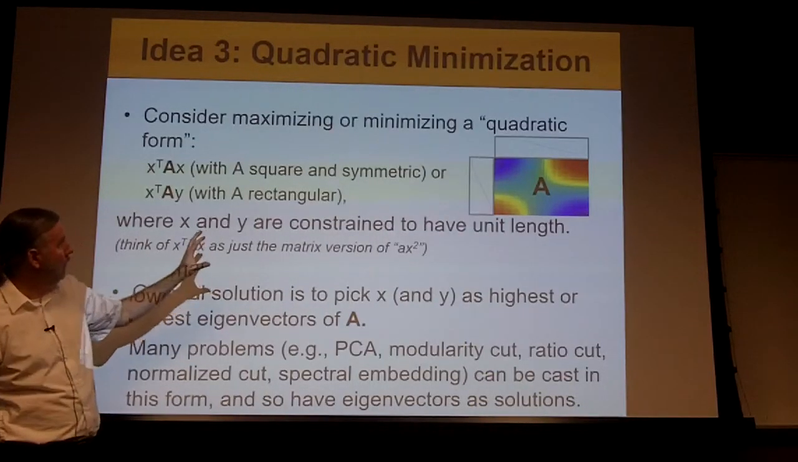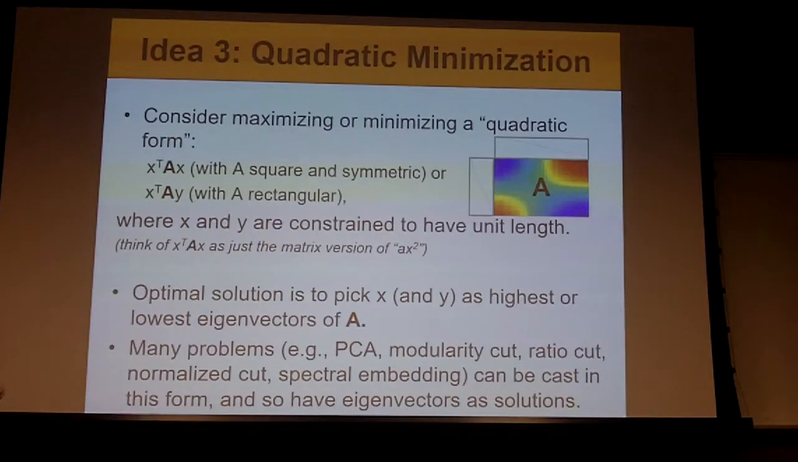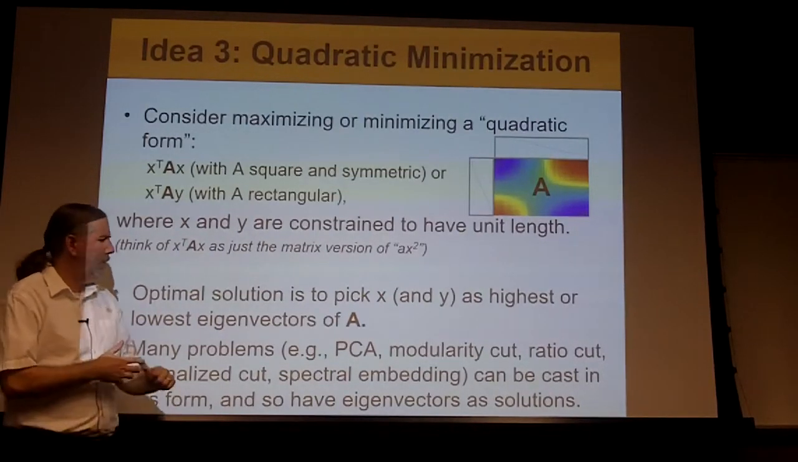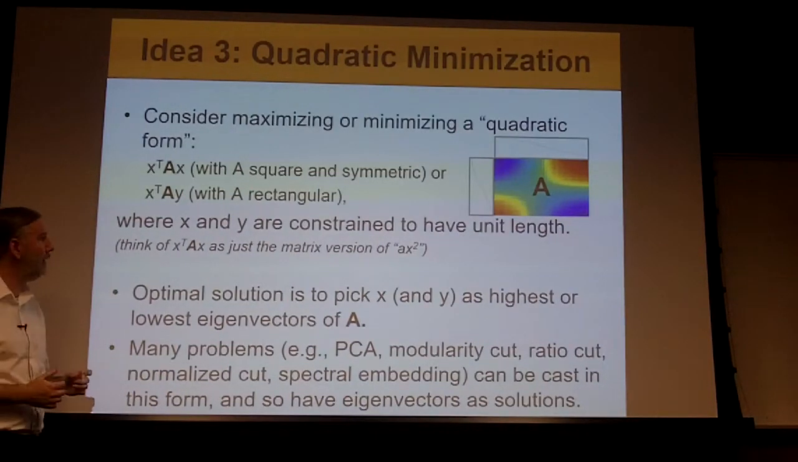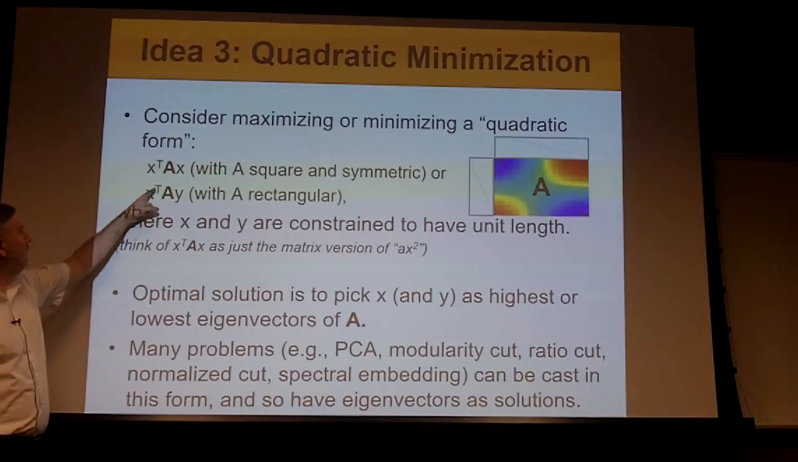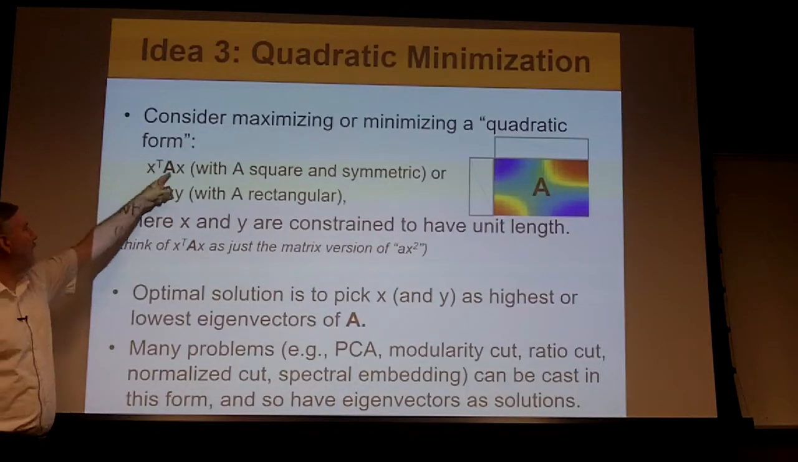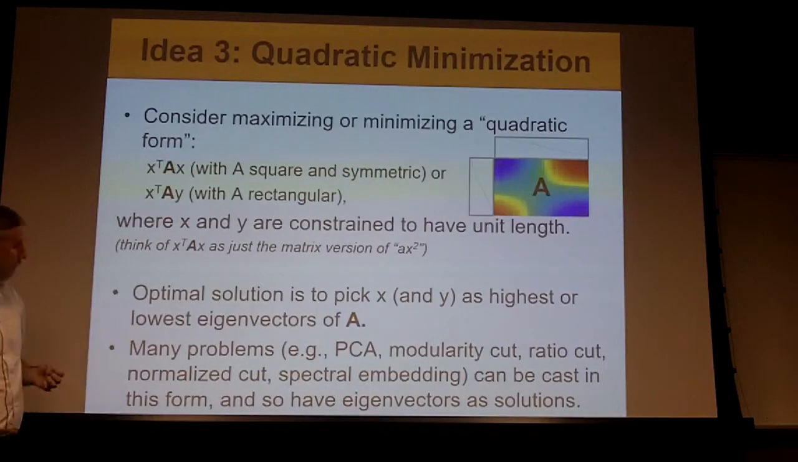This might be the most prominent way that we get eigenvectors as the solution of different types of problems. It's by minimizing or maximizing what are called quadratic forms. And a quadratic form looks like this. It's like x transpose Ay, or x transpose Ax if we're dealing with a square matrix. It's a really simple notion.